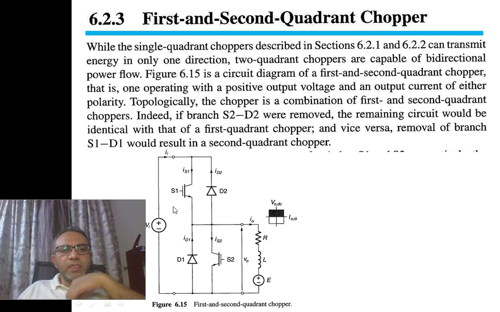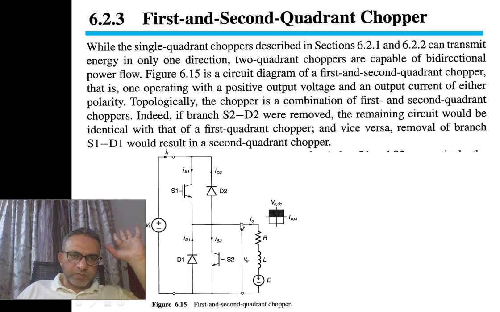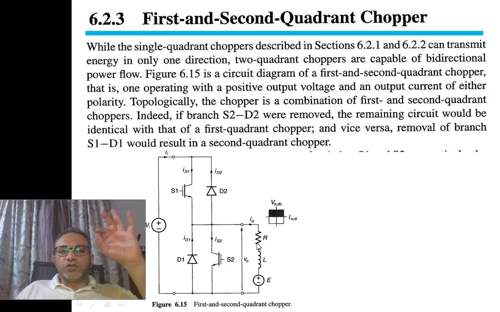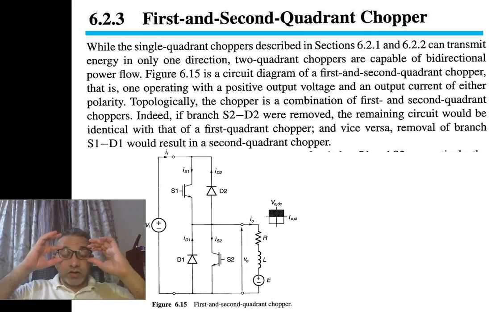Now let us identify which components make the first quadrant chopper and which make the second quadrant chopper. The input voltage, S1, D1 and the load make the first quadrant chopper. And S2, D2 and VI, we can identify them as the second quadrant chopper.